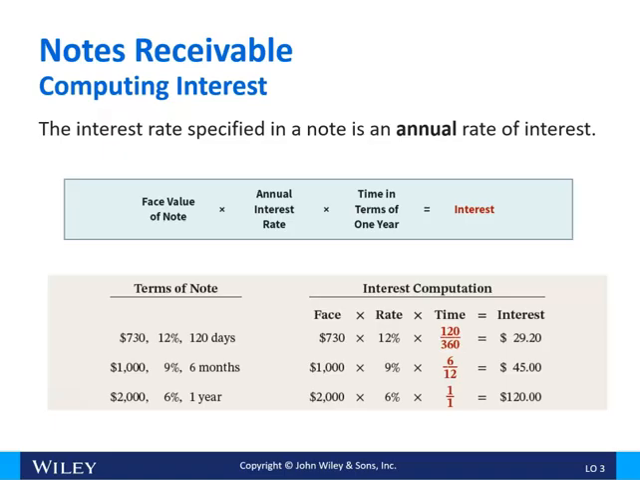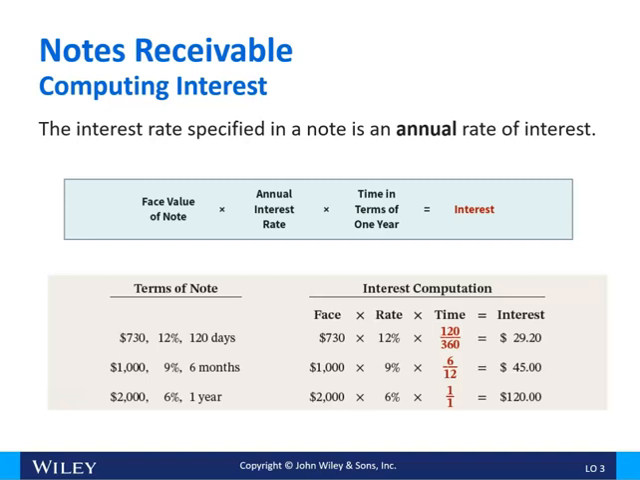Due date. Interest, so there's interest on notes receivable. The interest rate that we specify on the note is an annual interest rate. In order to calculate interest for a period of time, we're going to take the face value of the note times that stated annual interest rate times time in terms of a year. That will equal our interest. Okay, what does time in terms of a year mean? So it's either 1 year, a number of months, so you'll take that number divided by 12, or if it's number of days, the number of days of the note divided by 360.